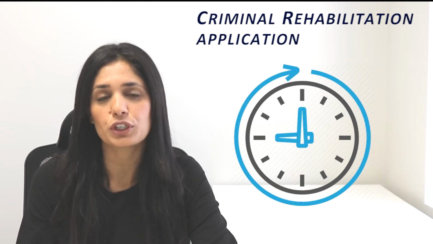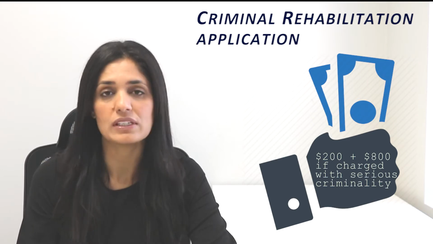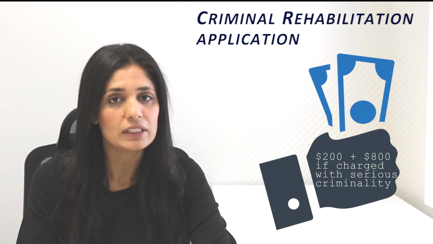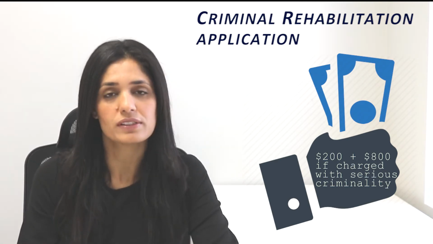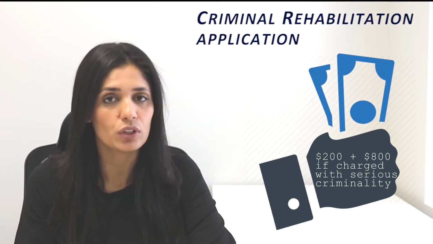Currently, processing for criminal rehabilitation is about 8 to 12 months, and the government fee initially is $200. We submit that with the application, and the officer does have the ability and the right to come back and request an additional $800 processing fee. So the total government fees can cost about $1,000.